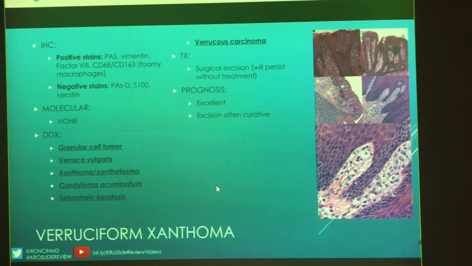Is this a regular xanthoma? Remember, xanthelasma just refers to location. Is this a condyloma? Is it a seborrheic keratosis or granular cell tumor? And verrucous carcinoma would have extreme atypia and stuff like that. So this lesion does not have that kind of atypia. If that's really in your differential, you're probably looking at something that's not in the xanthomatous range, because they do look very atypical.